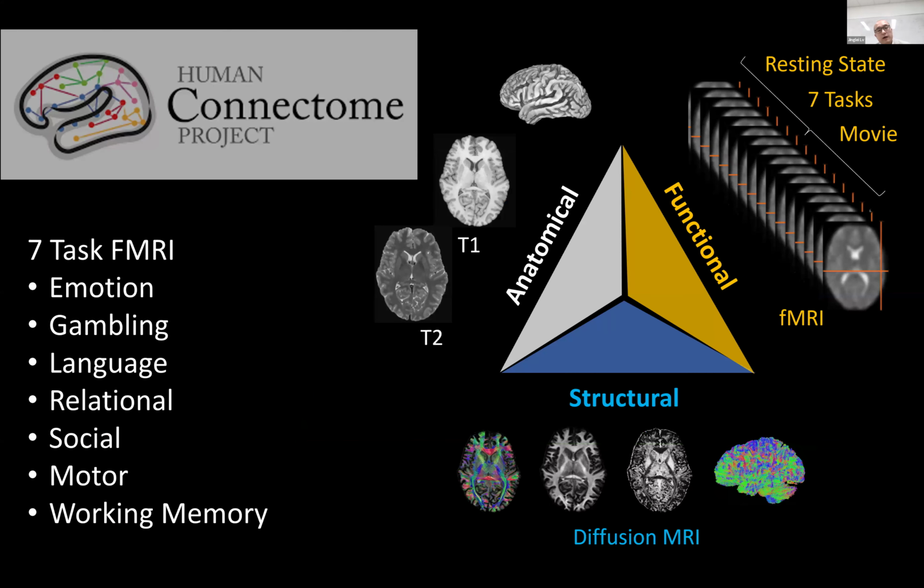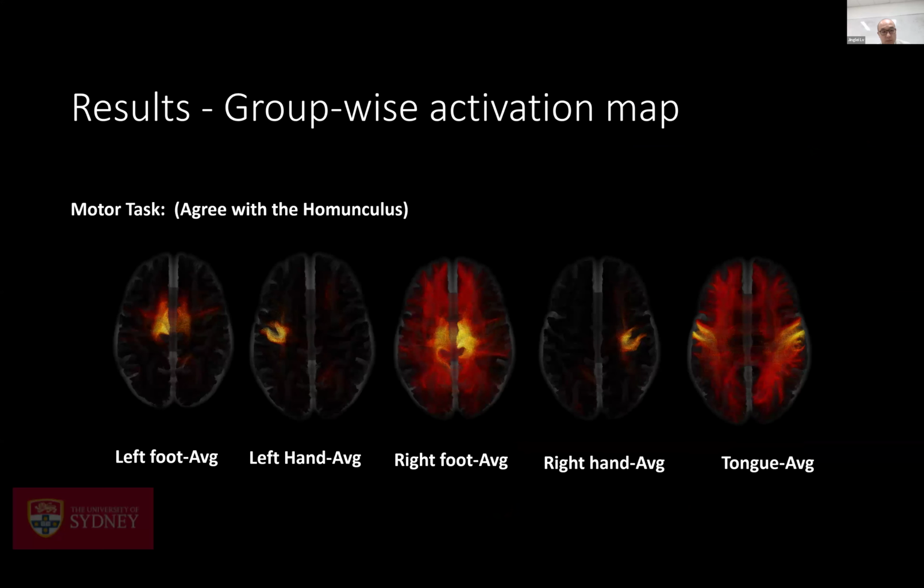Again, we tested this idea based on the HCP7 task fMRI, and here we have some results. We use the motor task as an example. You can see that there are different subtasks in the motor task, and we detected the corresponding activation. This activation pattern agrees quite well with the homunculus.